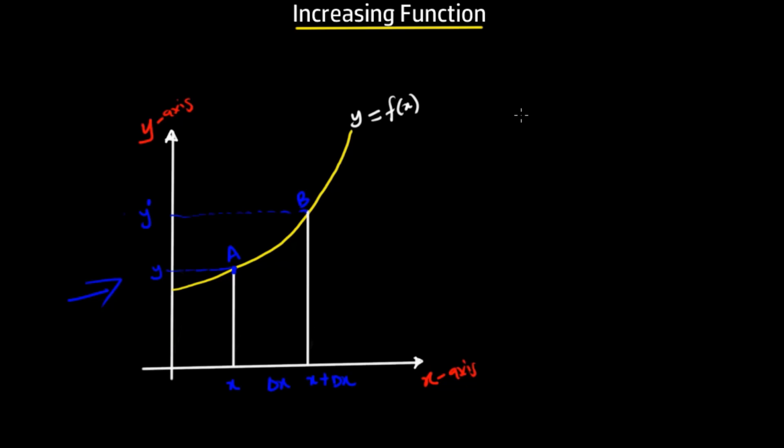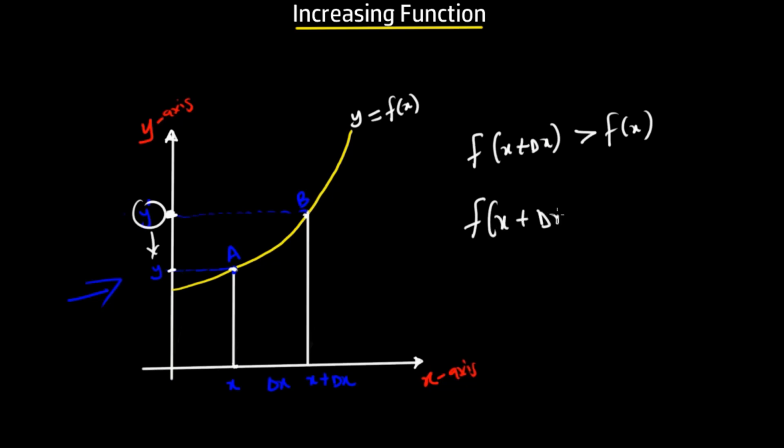So from this graph, we note that f of x plus dx is surely greater than f of x. So if you look at this f of x, and this is the corresponding value, and this is the x plus dx, and this is the corresponding value of y, and we know that this particular y is greater than this y. So we can draw out that f of x plus dx is greater than f of x. And if I bring f of x to the left hand side, I have f of x plus dx minus f of x is greater than 0.